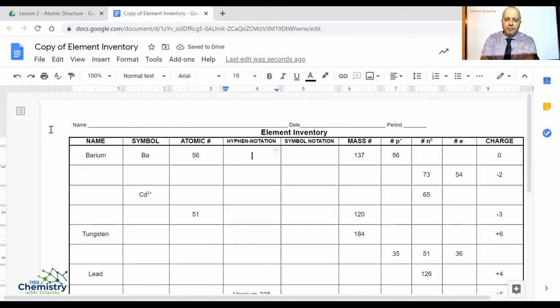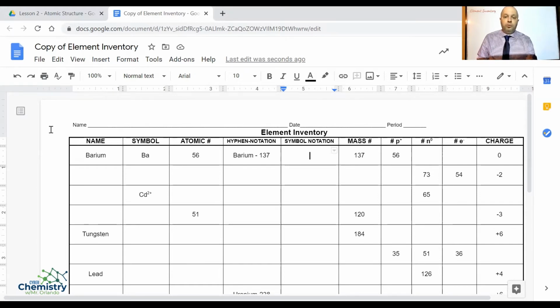The next one was the hyphen notation. So I have the element name, barium, plus, or hyphen rather, 137. Now, for the symbol notation, I want you to superscript and subscript the mass and the atomic number. If you do not superscript and subscript the mass and the atomic number, the maximum that you can earn on this assignment will be half credit. So please take the time to listen very carefully to superscript the mass number, subscript the atomic number. There's an easy shortcut for this.